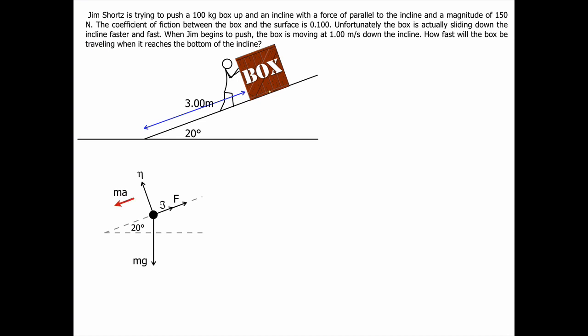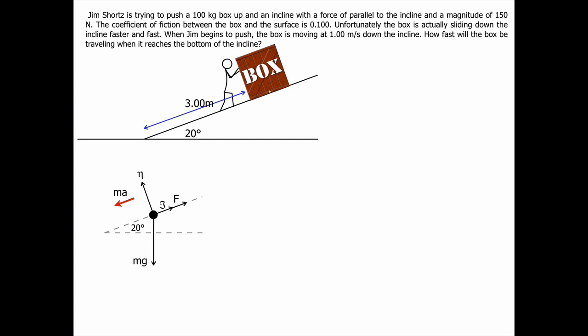Gravity acts on the body, the normal force of the surface acts on the body, friction acts on the body, Jim's force acts on the body. But MA does not act on the body. It's what happens when you add them all up. So MA does not touch the body, it's just hanging out on the free body diagram. So that's the first free body diagram.